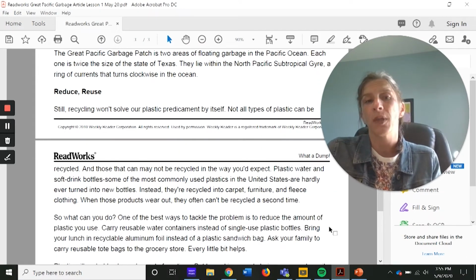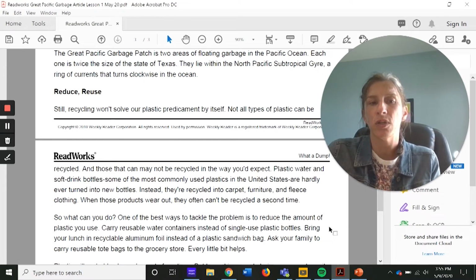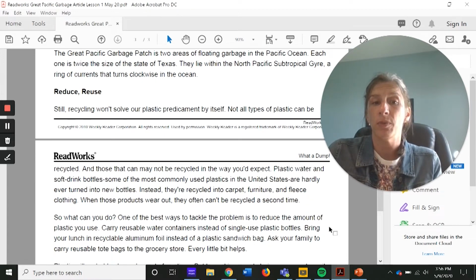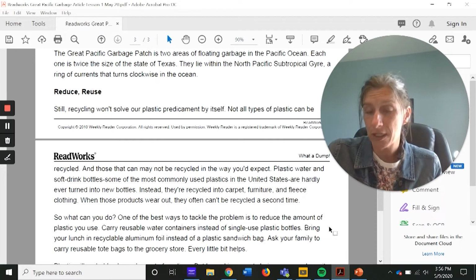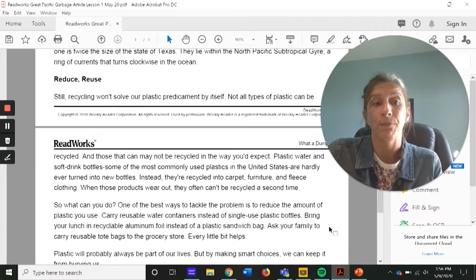So what can you do? One of the best ways to tackle the problem is to reduce the amount of plastic you use. Carry reusable water containers instead of single-use plastic bottles. Bring your lunch in recyclable aluminum foil instead of a plastic sandwich bag. Ask your family to carry reusable totes to the grocery store. Every little bit helps. And now you can even take those plastic bags back to the grocery store. Some of them will even recycle them there for you. So if you don't have your reusable bags, then you can take back the plastic ones they give you.